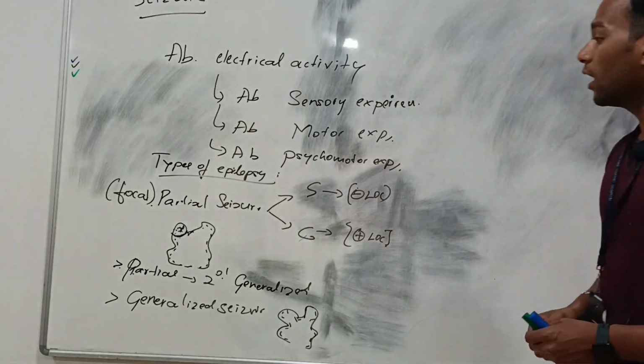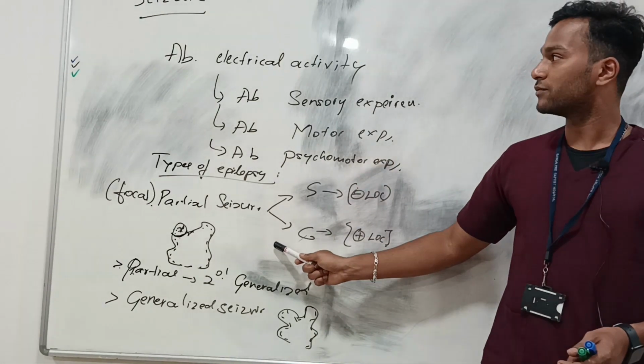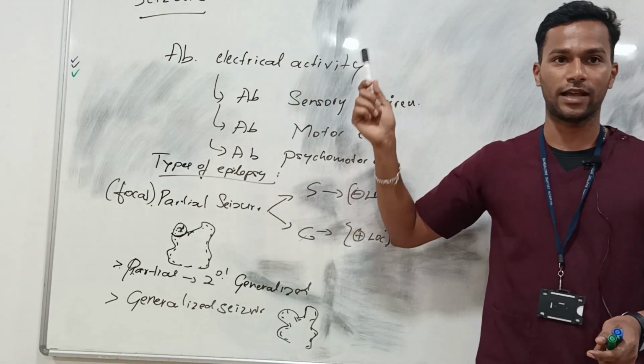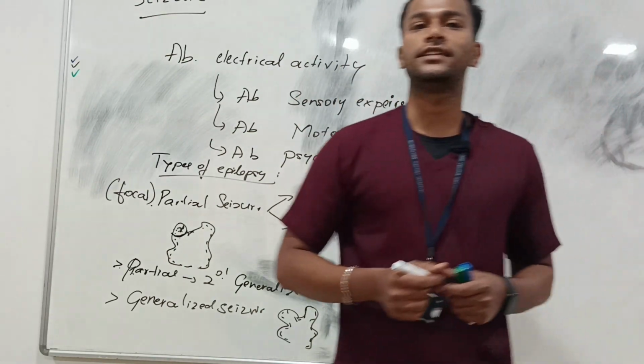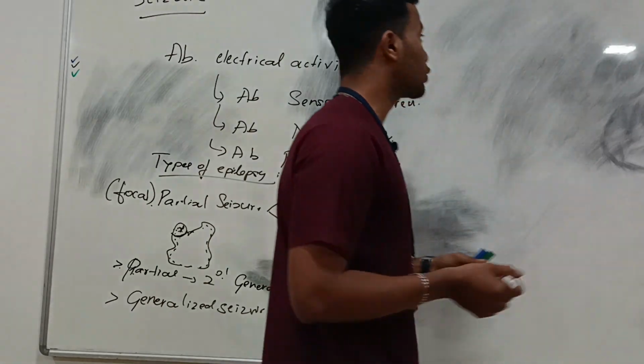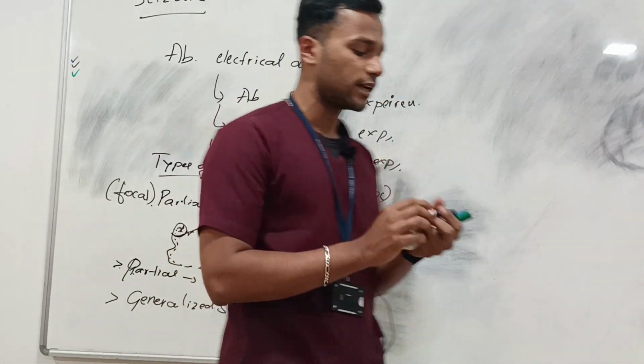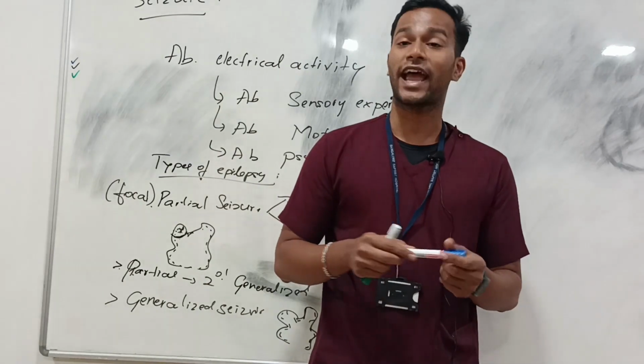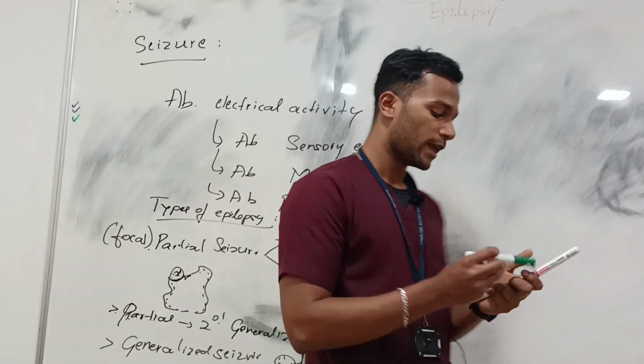Okay. Now we know the types. We know what is seizure. We know what is epilepsy. We will get into the drugs, the treatment part. Before going to the treatment, I want to say about the drugs which act on this, the mechanism of action. Generally, I want to say.